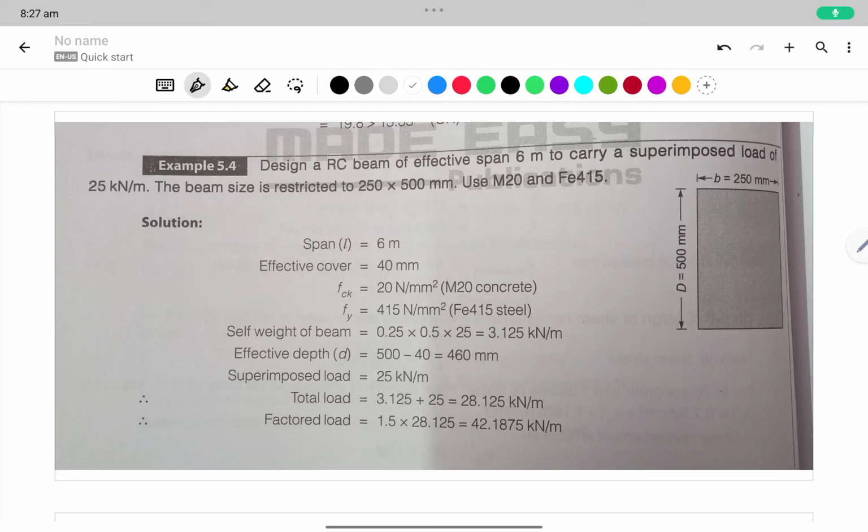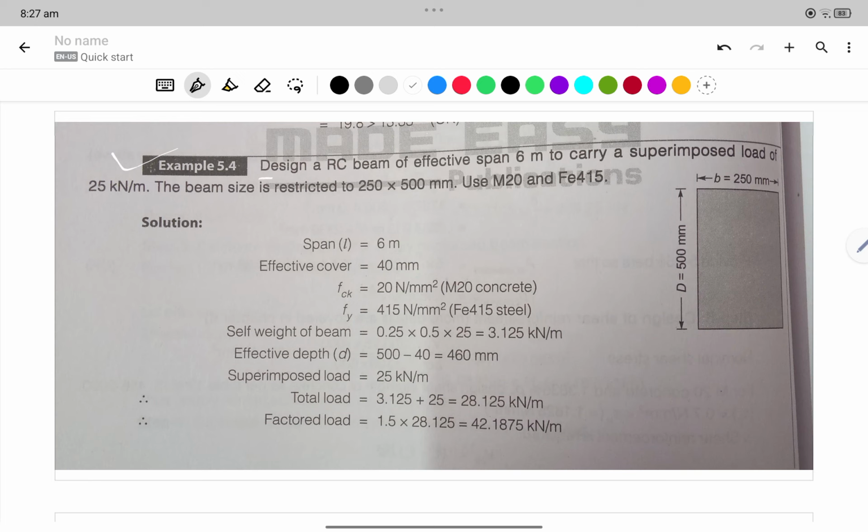Okay, welcome all. So today we are in another lesson of part 2, the doubly reinforced beam. In this numerical we will see how to design a doubly reinforced beam. So let's check the numerical.